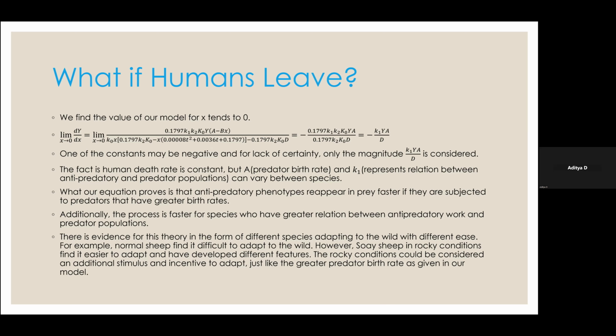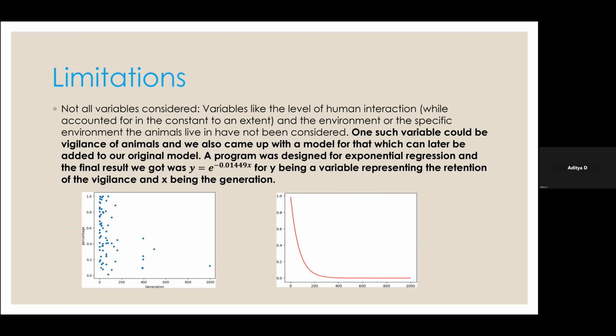There is evidence for our theory in the real world. We found that while normal sheep find it difficult to adapt to the wild, certain sheep living in rocky conditions find it easier. We think this could be because the rocky conditions provide an additional incentive to adapt, just like the greater predator birth rate, as postulated by our results and model.